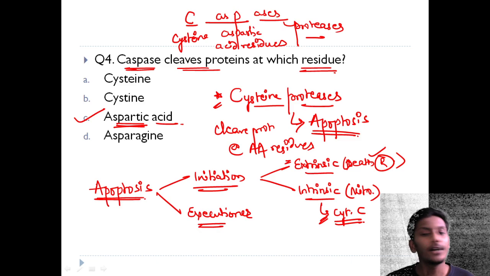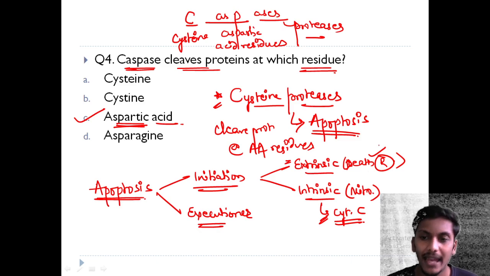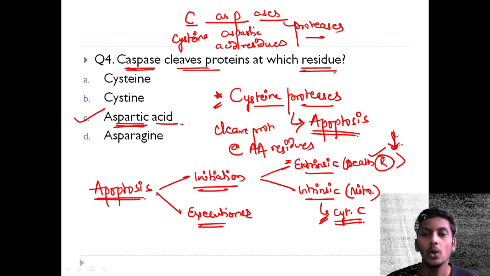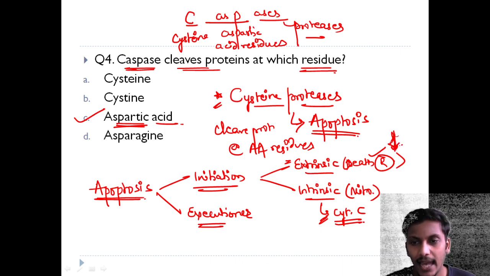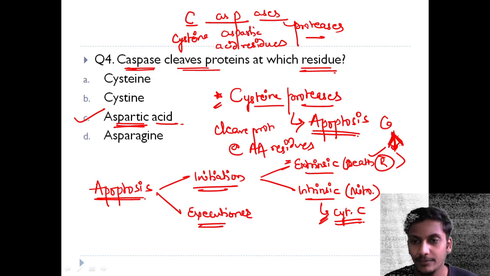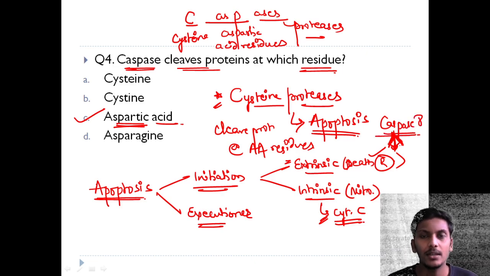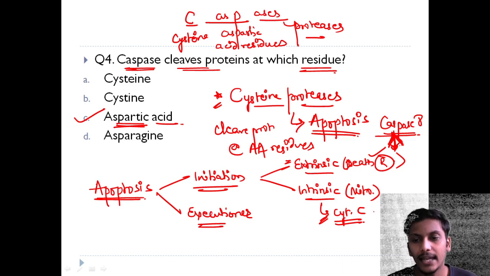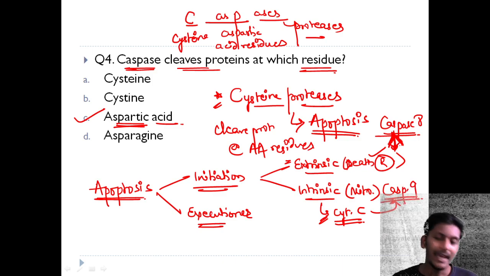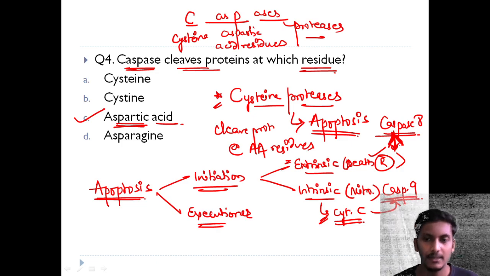Now, what is important to remember here? Extrinsic pathway is activated by which caspase? This is very much important, right? Once the death receptors are activated, they activate caspase number 8, which further carries the extrinsic pathway. Whereas once cytochrome C is activated, it activates caspase number 9. So please remember, extrinsic pathway is activated by caspase 8, whereas intrinsic pathway is activated by caspase 9.